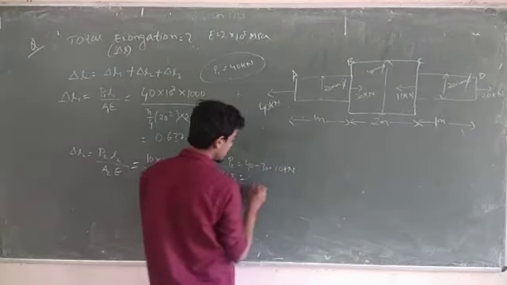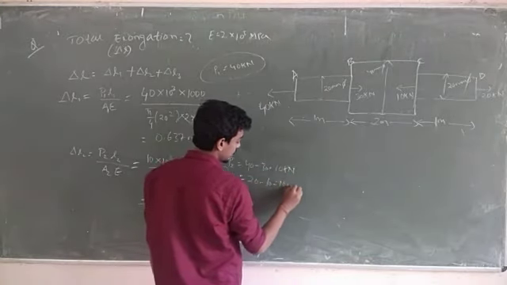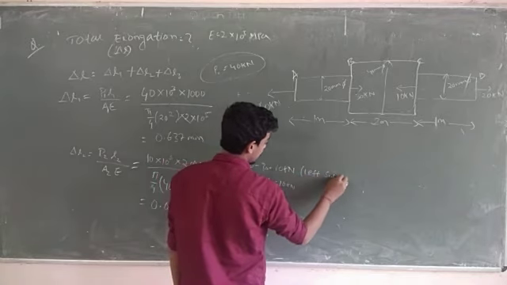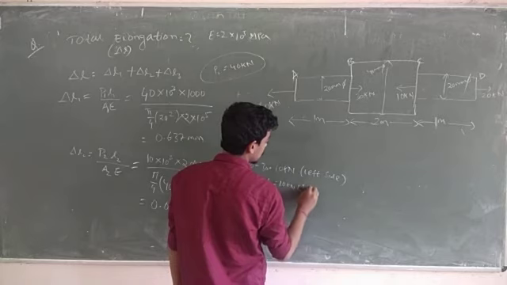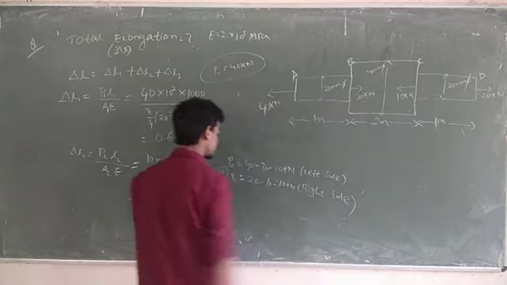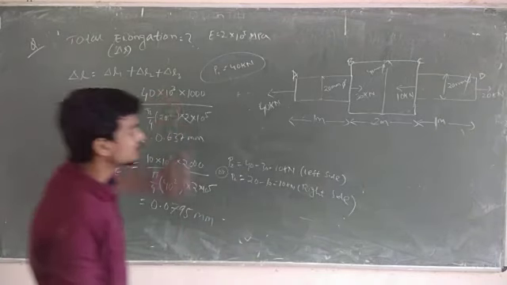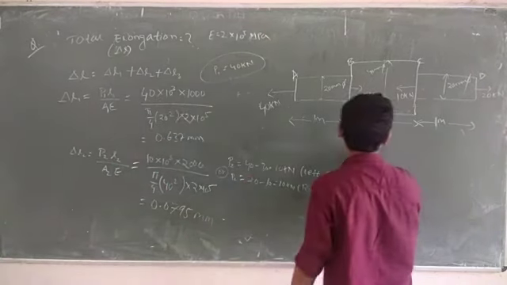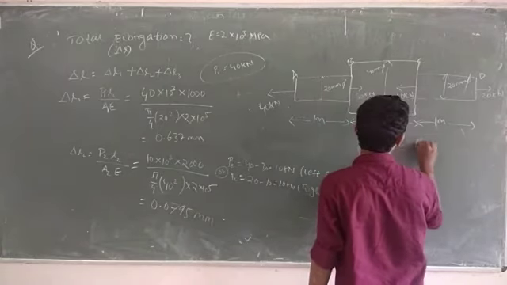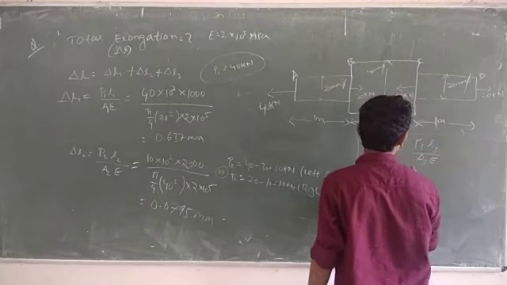So if you want to write that direction, that is here it is left side, here right side. Okay. Now our last one, delta L3 value. Same formula, P3 L3 by A3. So what is P3 here?